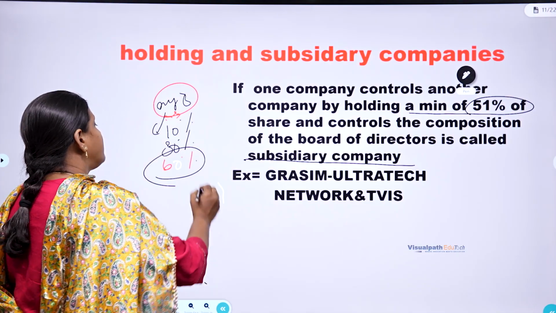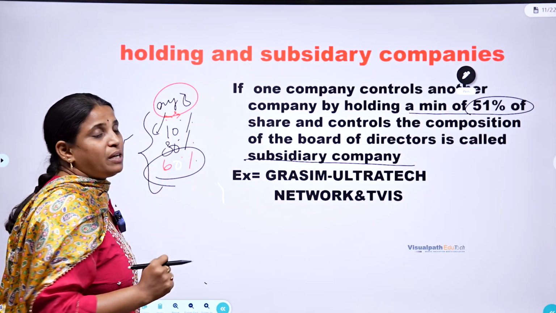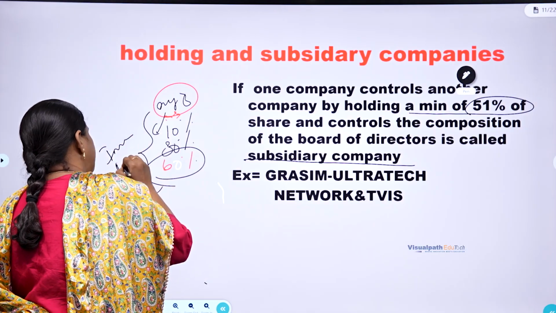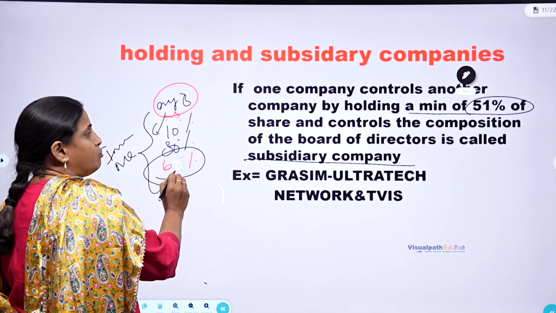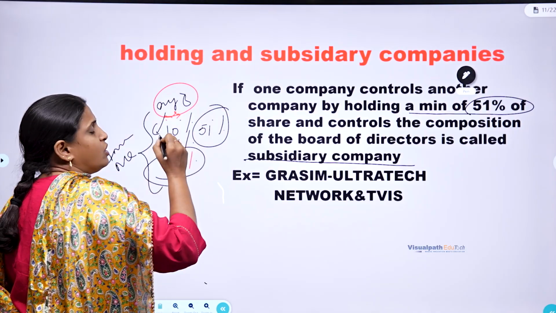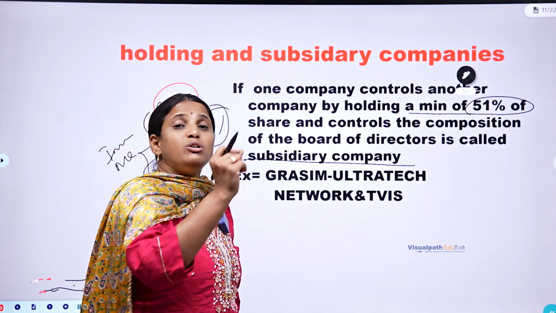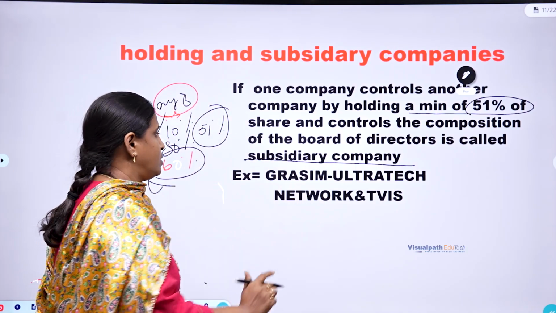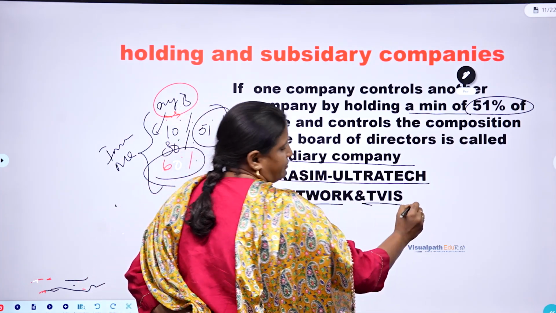So, why am I invested? Because the initial amount with which the company's capital and operations are running has been invested by me. So, my share value has increased to more than 51%, and according to the Companies Act, whoever holds more than 51% will become the majority decision maker of the company. They hold the company's positions. For example, Grasim, Ultratech, and Tech Mahindra, and TVS.